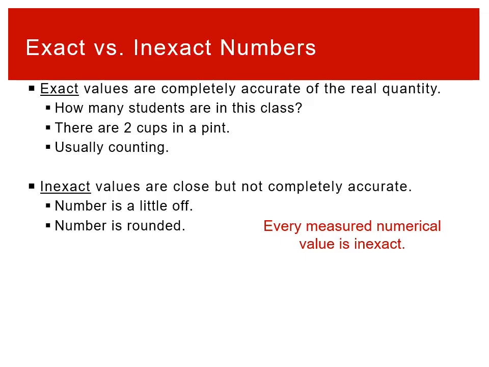Inexact numbers are close, but not completely accurate. So the number may be a little bit off because it was not measured perfectly. Also, issues with rounding. Every measured numerical value is inexact. Calling a value inexact does not mean it's worthless or not useful. Every single number that is measured using a piece of equipment is inexact. It's just a fact of life. And what we're going to talk about is how we deal with this. It's not a problem. We just need to be aware of it and think about what our inexact numbers look like and how that affects the values we think we have.